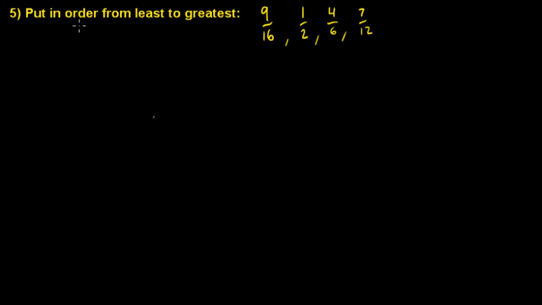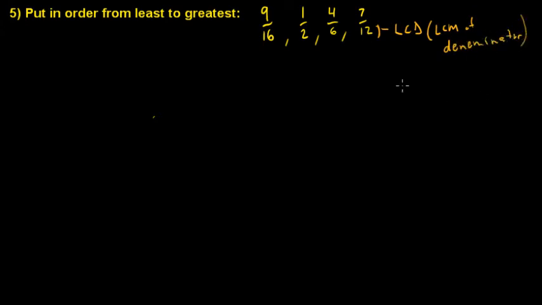Okay. Y'all did a great job sticking with me here. Alright, put in order from least to greatest. Before you can compare fractions, the denominator, which is the bottom number, has to be the same for all of them. So you have to find the least common denominator. Or you could say the least common multiple of the denominators.